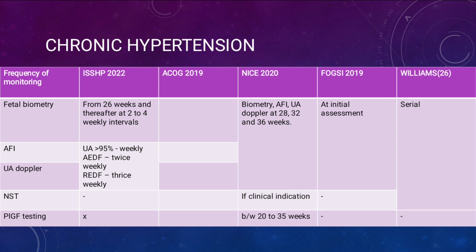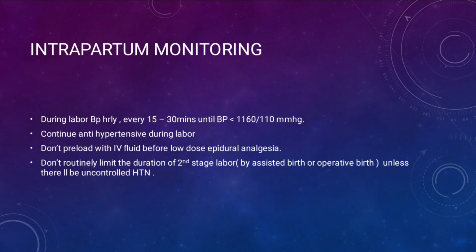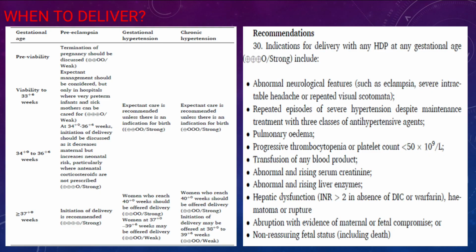NST if clinically indicated, and PLGF testing is denied by ISSHP, but ICE 2022 is telling you can go for PLGF testing. Then monitoring during labor: BP has to be measured hourly, or every 15 to 30 minutes if it is up to 160 by 110. Continue antihypertensives during labor, and don't preload before epidural. Don't routinely limit the second stage or avoid assisted or operative birth unless there is uncontrolled hypertension.